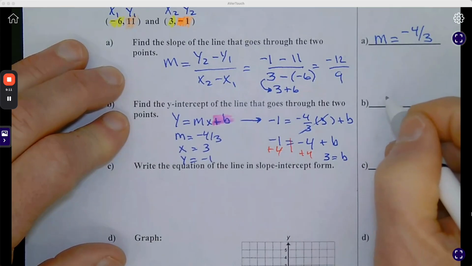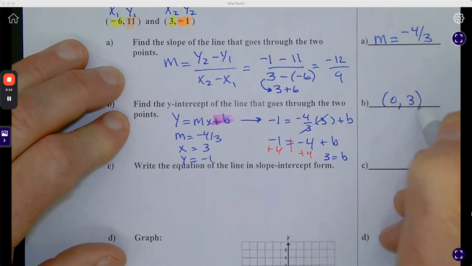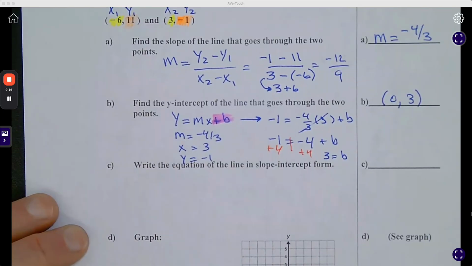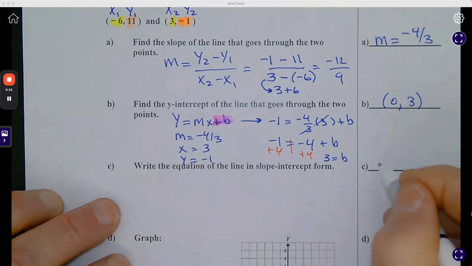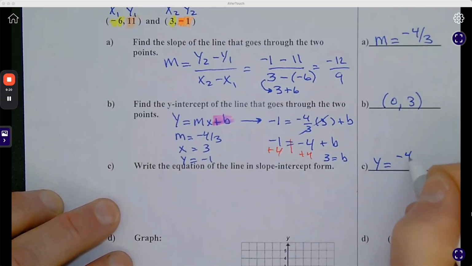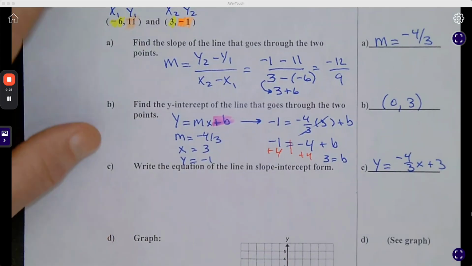Remember to write that as an ordered pair. 0, 3. All right, now we can write the equation. y equals, we know our slope, we know our y-intercept. All right, let's go.